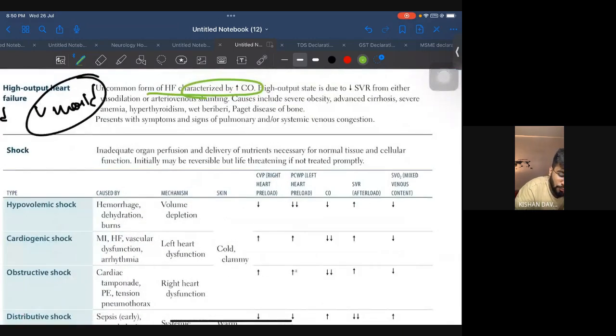High output state is due to decrease in SVR from either vasodilation or arteriovenous shunting. Causes include obesity, cirrhosis, severe anemia. So all these extra diseases will be causing high output heart failure. Why is it occurring? Because all the other diseases are increasing the load on the heart. So the load on the heart is increased, cardiac output is increasing, but the load is also increasing, so the heart will get tired. Simple thing.